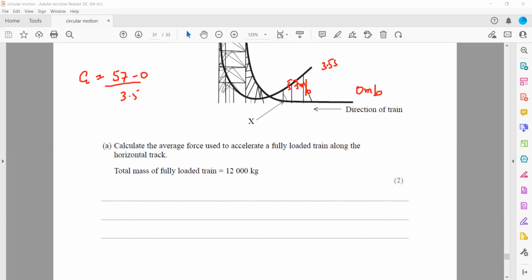And after getting the initial acceleration, we'll multiply by the mass. So F equals ma. So 12,000, which is the mass, multiplied by acceleration 57 divided by 3.5. When we multiply, we'll get the value for F, in Newtons, which is about 200,000 newtons. That's the force.